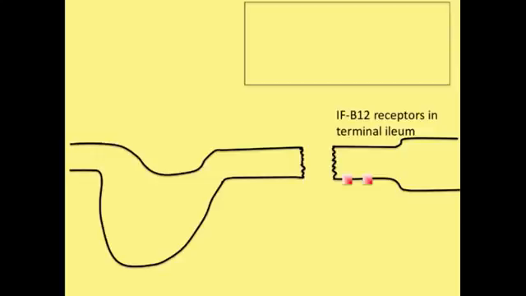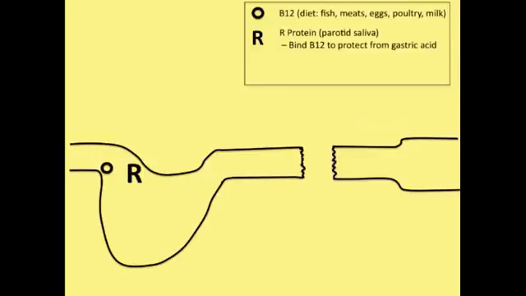So let's go through the pathway. Here we have the B12 coming from our diet. We have the R protein coming from the parotid saliva, and the two join together, and the R protein protects the B12 in the stomach from gastric acid.